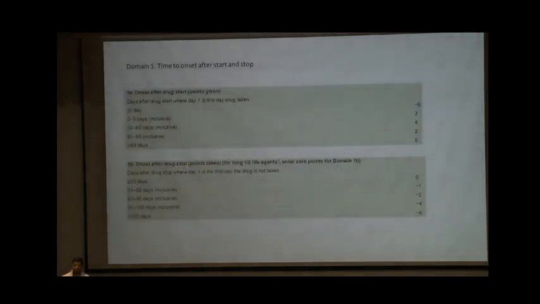So domain 1 included time to onset after start of the drug, the reaction, and after the stopping of the drug, what normalization, how it happened. If the drug reaction occurred in less than 1 day, then it was given -6 points. With -6 points, the drug was withdrawn, and it was considered that the drug is not causing delay, and the whole RECAM score has to be stopped, not assessed further.